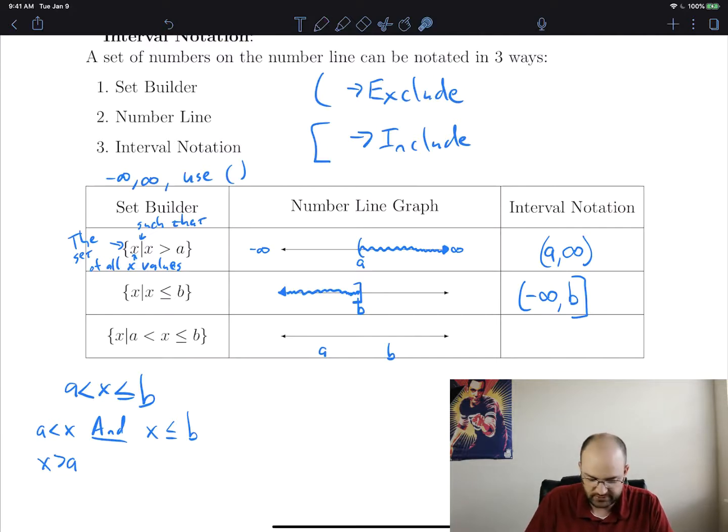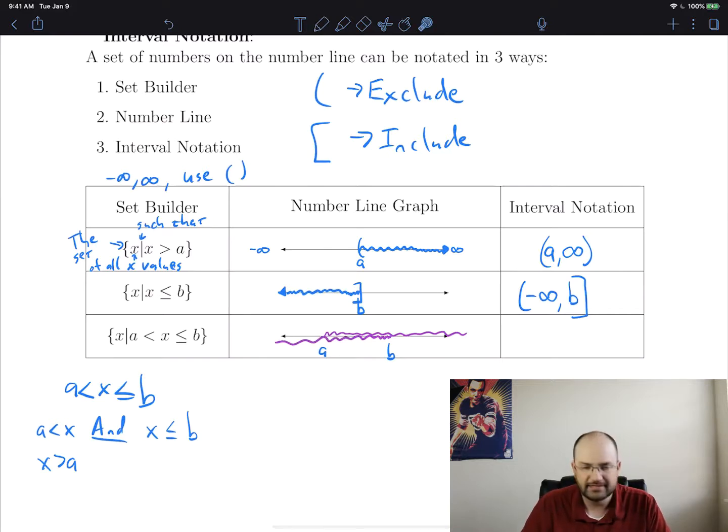X is greater than a means we start at a and go to the right. X is less than or equal to b means we start at b and go to the left. And this "and" means that both of them have to be true at the same time. In other words, we want the overlap between these two. The place where both of these are overlapping is between a and b. So that means that a is less than x is less than or equal to b is everything between a and b.